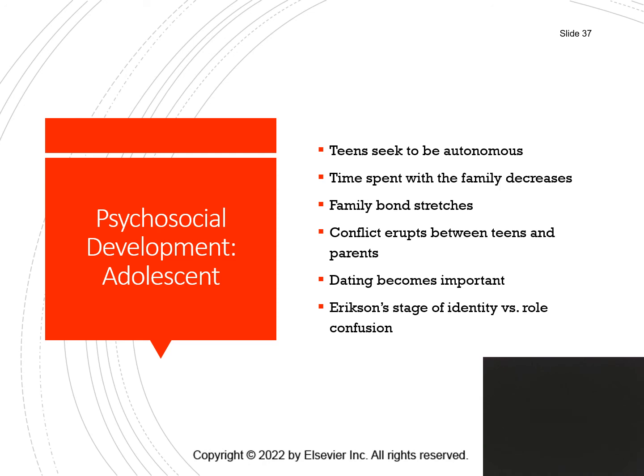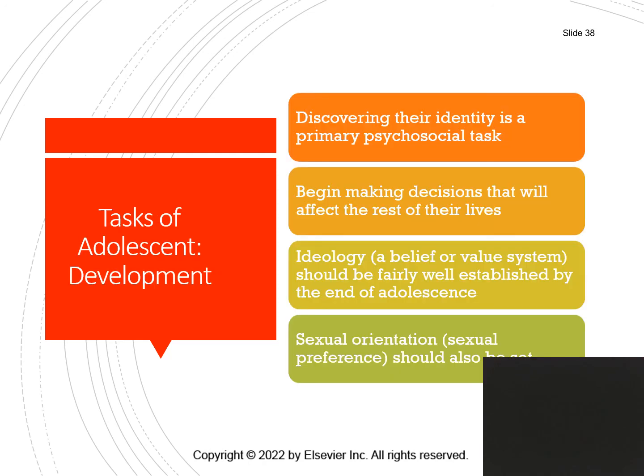Parents of adolescents can aid them in successful psychosocial development by supporting their decisions, acknowledging their struggles, and respecting them as they mature. Discovering their identity is a primary psychosocial task for the adolescent. They will begin making decisions that will affect the rest of their lives.